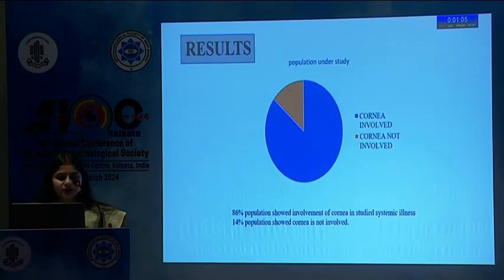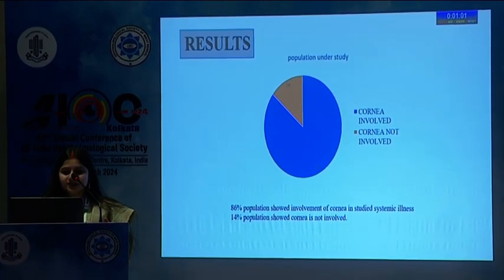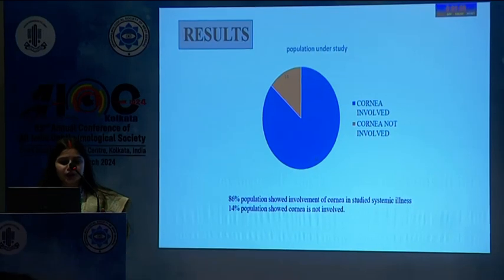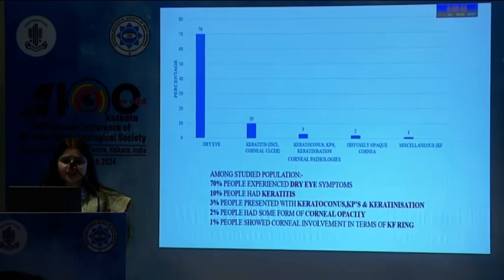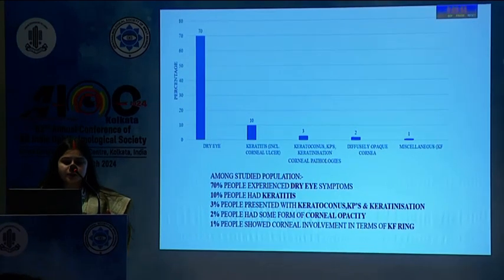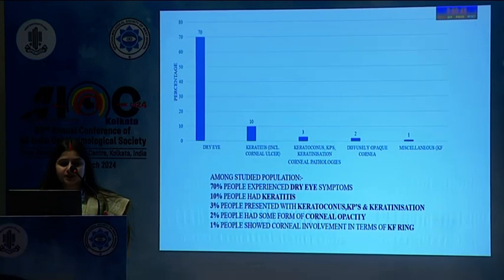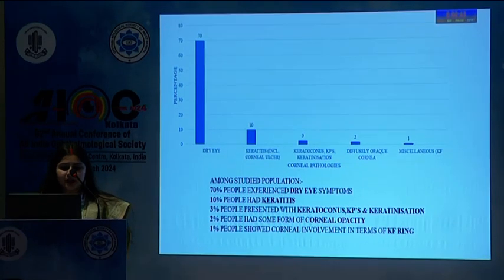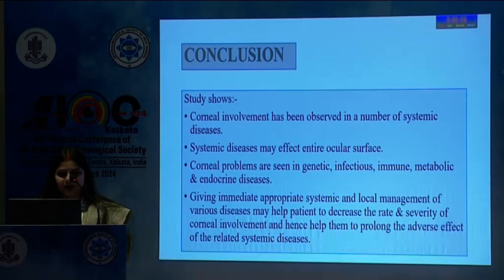Results obtained was 86% population showed involvement of cornea in studied systemic illness, and 14% population showed cornea was not involved. Among the studied population, 70% people experienced dry eye symptoms, 10% had keratitis, 3% presented with keratoconus, KPs, and keratinization, 2% had some form of corneal opacity, and 1% showed corneal involvement in terms of KF ring.